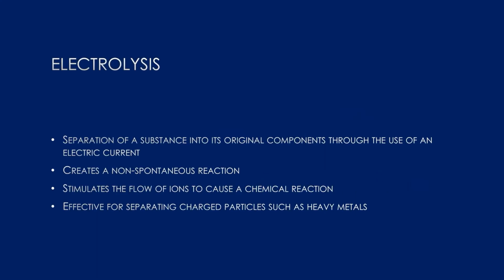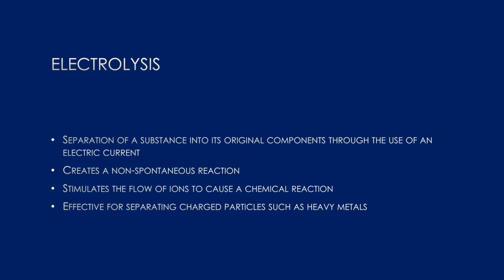Electrolytic methods separate and extract heavy metals, radionuclides, and organic contaminants from saturated or unsaturated soils, sludges, and sediments. The method works through a process called electrolysis. Electrolysis involves the separation of a substance into its original components or elements through the use of an electric current to stimulate a non-spontaneous reaction.